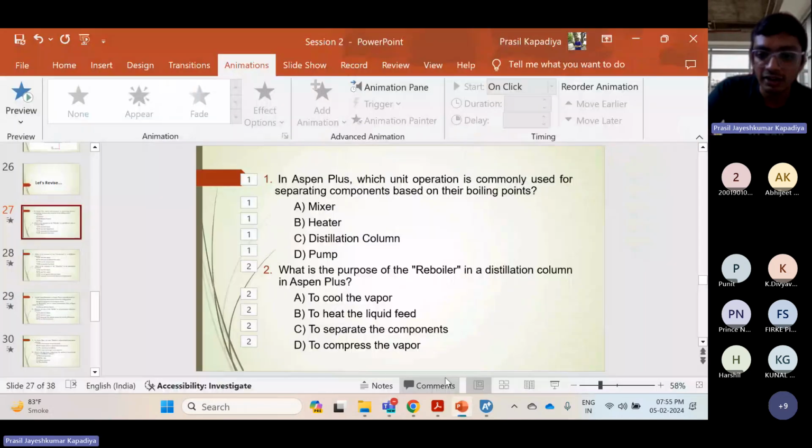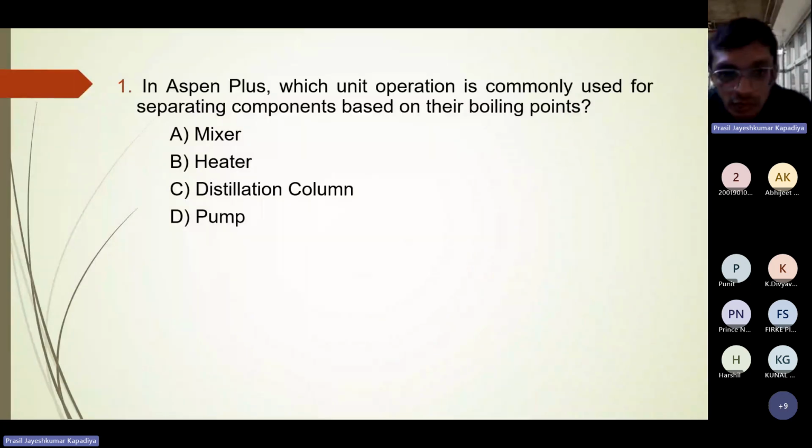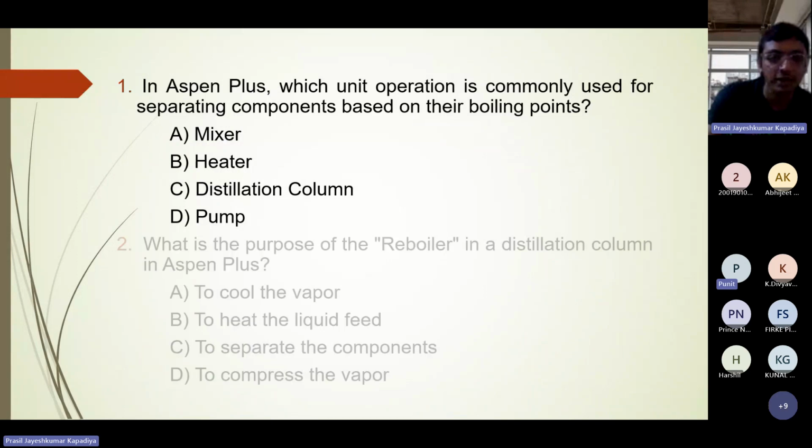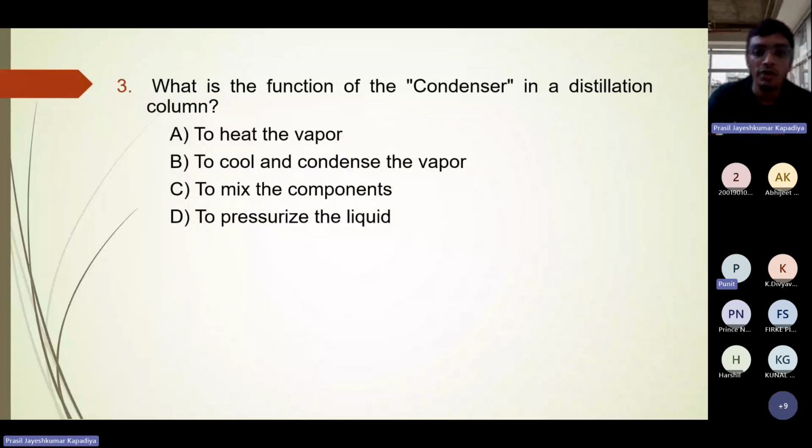Okay, let's start some simple questions. In Aspen Plus, which unit operation is commonly used for separating components based on their boiling points? Distillation. Correct. Then what is the purpose of reboiler? To heat the liquid. Then what is the function of condenser? To cool and condense the vapor.